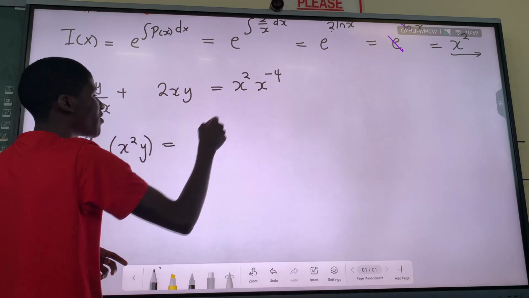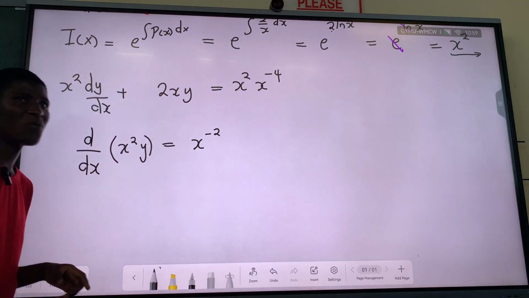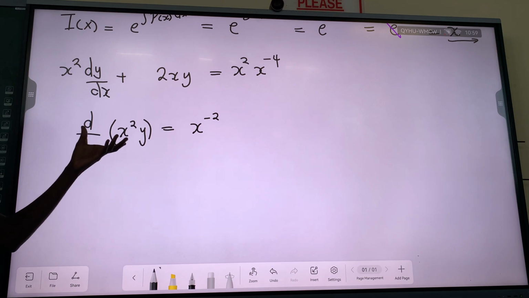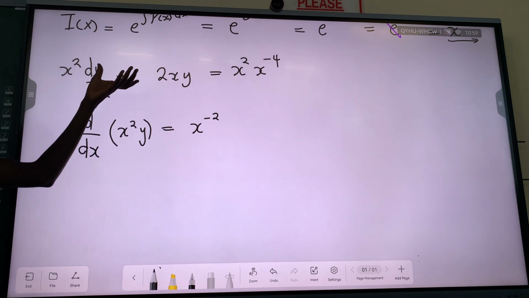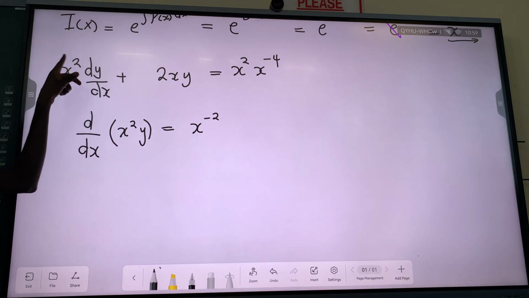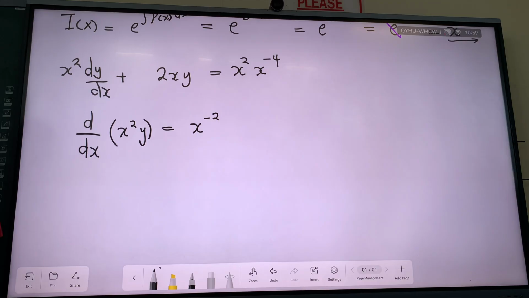On the other side, these are like terms, right? Same base. When you multiply, you get x to the power minus 2. If you do a product rule expansion of this, try it again, but you don't have to do that because to compress it is simple. Take x squared and put it in the same bracket as y, then find the derivative with respect to x.